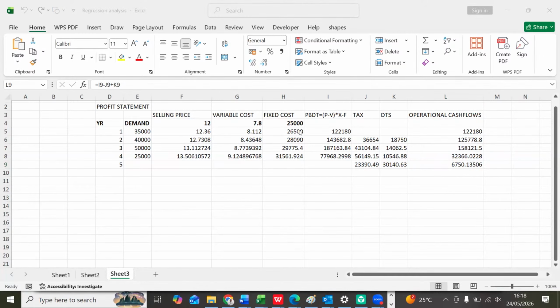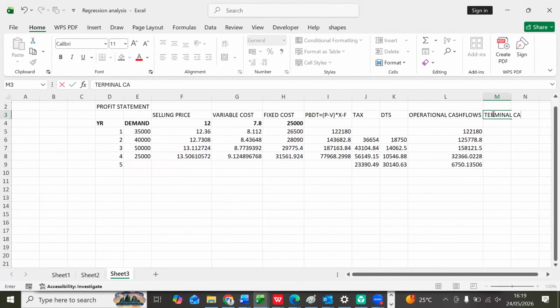Now, once you get these operational cash flows, what do you think will be the next thing to be done? Don't discount them, no. We still have TCs. We have terminal cash flows. So come here and give me the terminal cash flows.